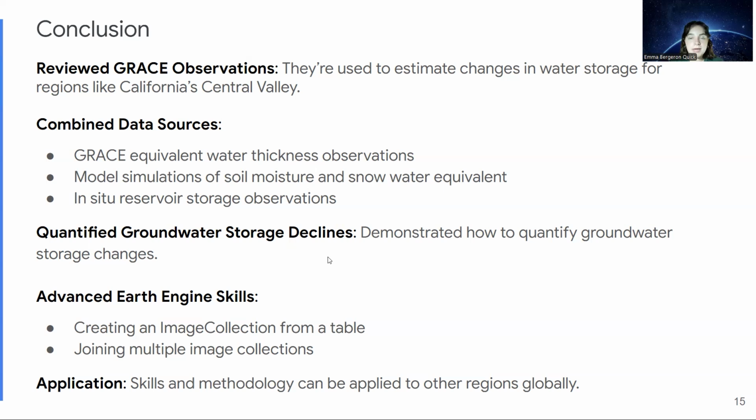So these are really basic hydrology applications in Earth Engine, looking at a specific region. And there's also some involvement of advanced Earth Engine skills, creating an image collection from a table. Remember that CSV conversion, and then joining multiple image collections. And so these skills and methodologies can be applied to other regions globally. But remember, there's a few things that you do have to follow if you are going to apply it to another study region. But all of that is in the chapter in the book specifically, which I provided the link to at the beginning of the slides. So I hope that this was pretty informative and that you were able to apply it to other regions and other applications in Earth Engine.